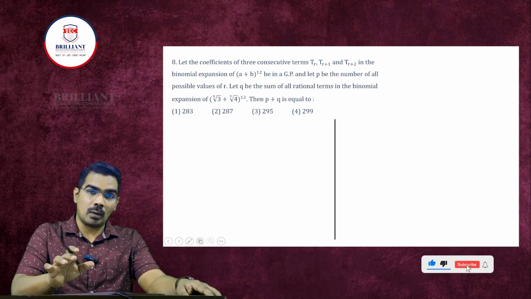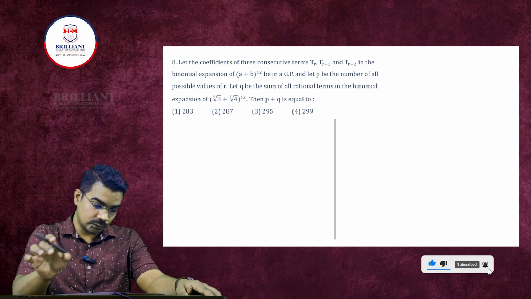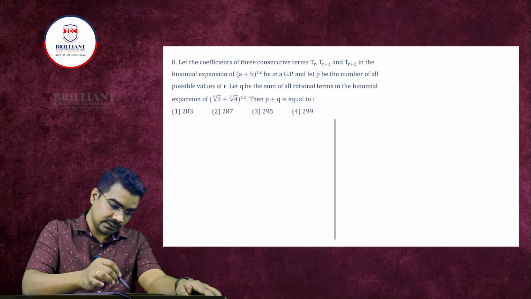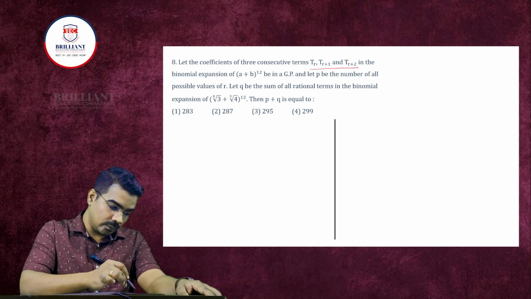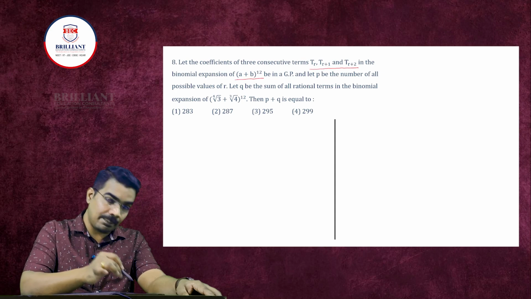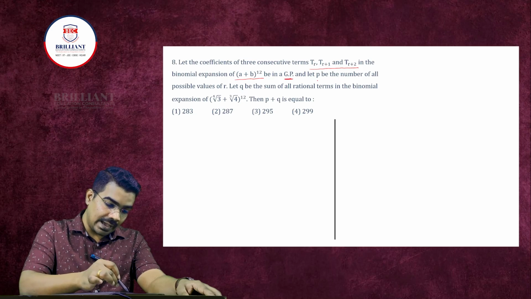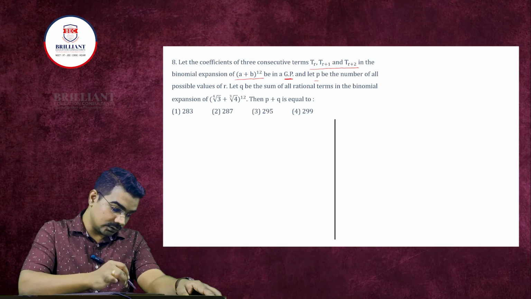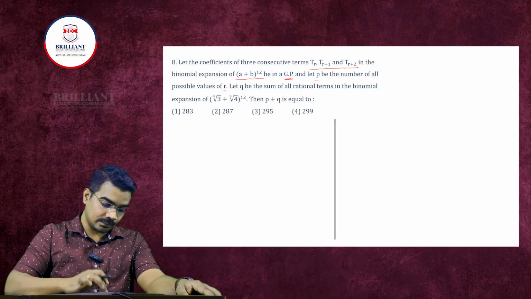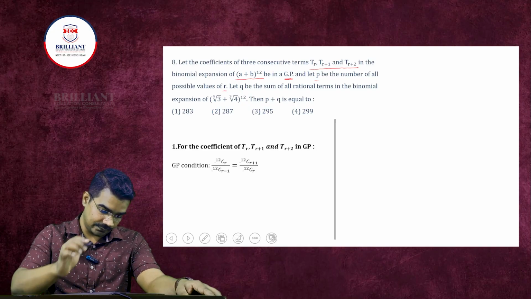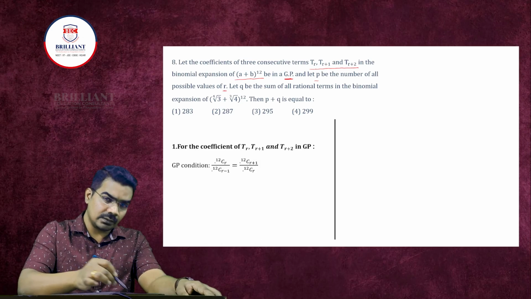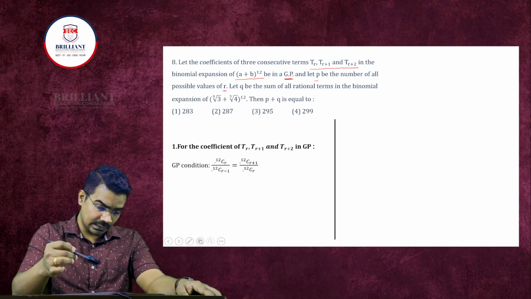So this problem we can approach in two sections. The first section is, it is given that 3 terms in the binomial expansion of (a plus b) the whole raised to 12 are in geometric progression, and p is the number of possible values of r. Okay, let's consider that first. So it is given the 3 terms are in GP.